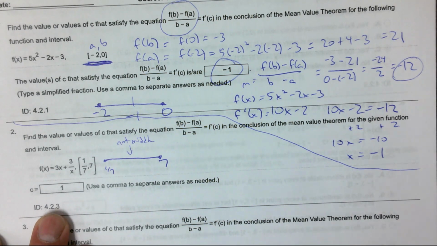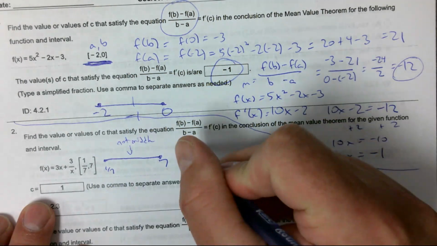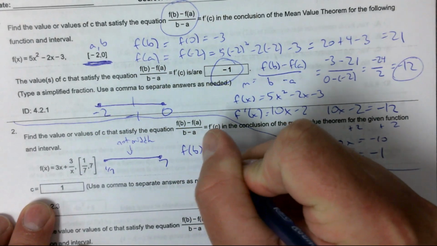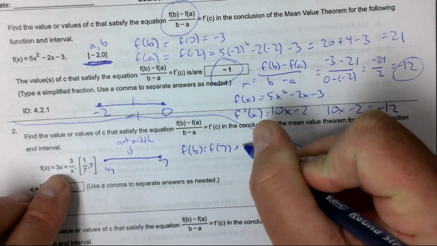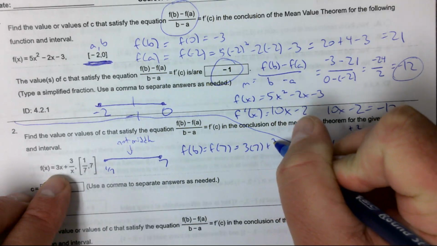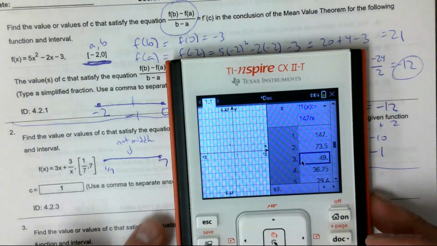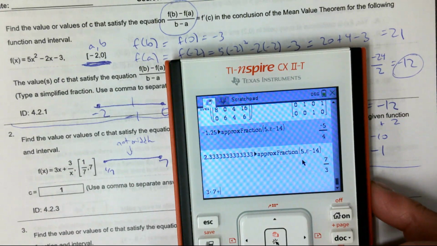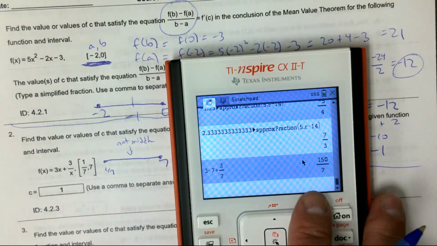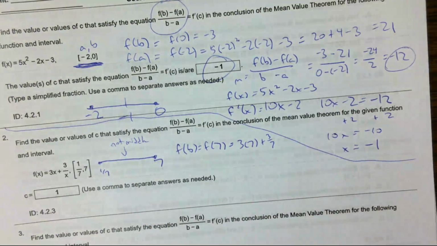But what we are going to do now is do f of b, which means f of 7. So that's going to be 3 times 7 plus 3/7. So 3 times 7 plus 3/7 is 150/7.